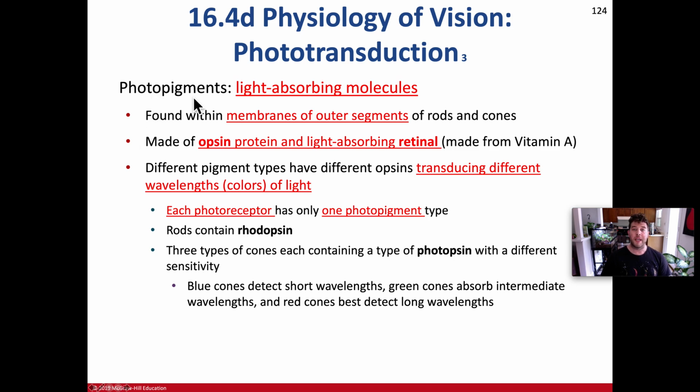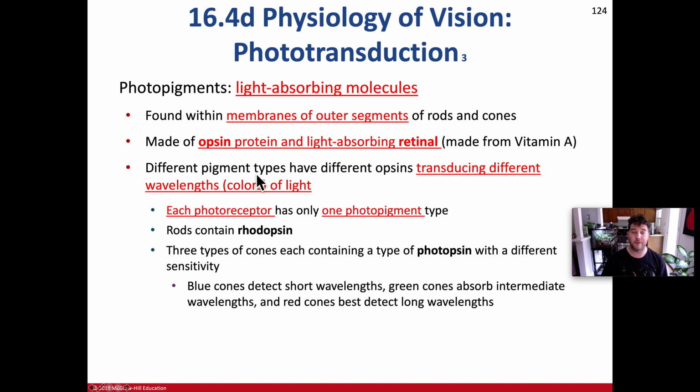All right, photopigments. Photopigments are the light-absorbing molecules within the discs. They're found within the membranes of the outer segments of the rods and the cones, and they're made of opsin protein and a light-absorbing molecule called retinal, which is synthesized from vitamin A. So you have photopigments in the membranes of these rods and cones, and they have this opsin protein, which is just a basic protein structure, and inside of that protein structure is going to be this retinal molecule that's going to be absorbing the light.